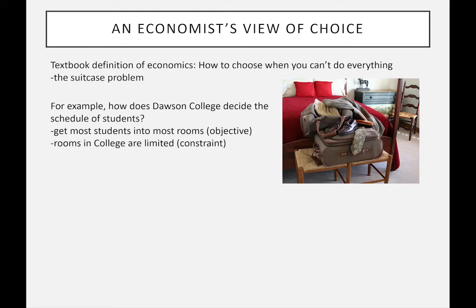Another example of a problem like this is, say, Dawson College has to decide how to schedule students. There's a limit in the number of classrooms available. They want to get as many students as possible in as many rooms, but the constraint is the size of the classroom, the number of the classrooms, and of course the time available as well.